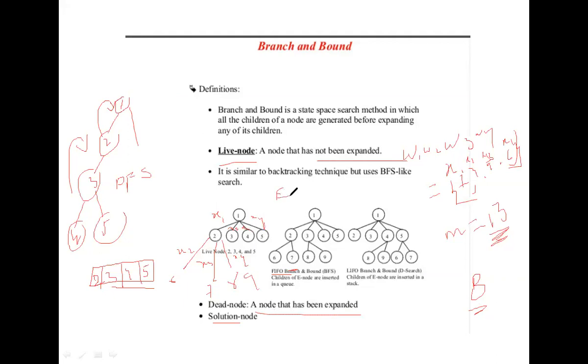So what is an E node? E node means the node that is ready to expand next. Say after 2, the next node expanded is 3. So 3 is our E node. Okay, clear students? 3 is our E node. So far clear? The concept of branch and bound, clear students?